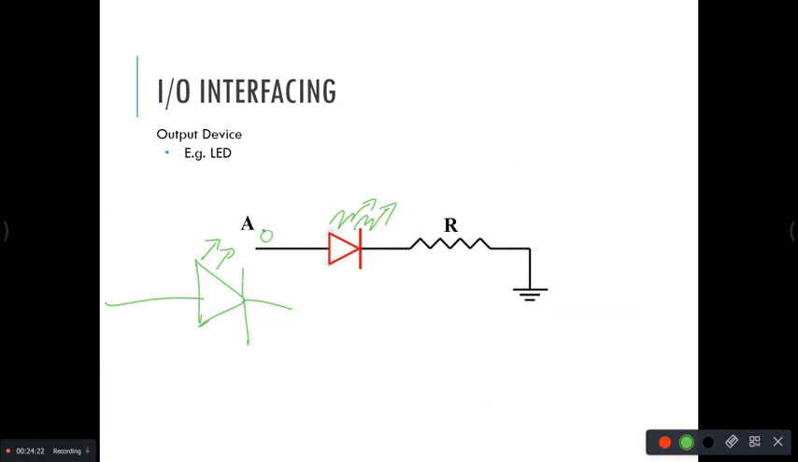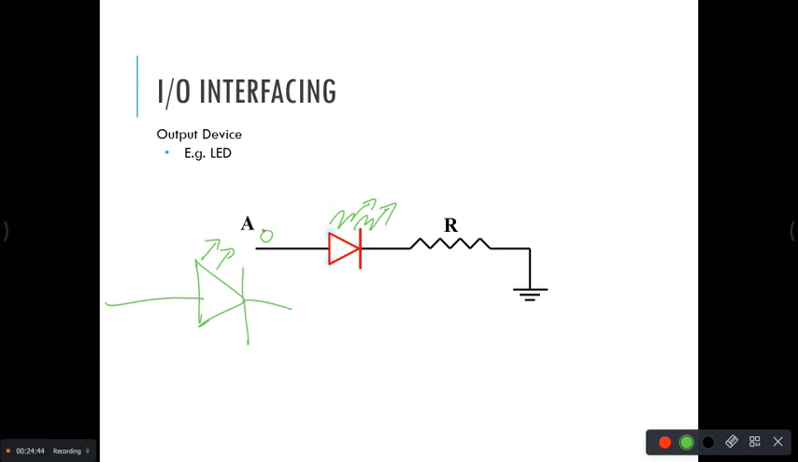Can you tell me what happens if I give 0 in this? In the microprocessor, we are working with only zeros and ones, right? So what happens if we give 0 here? Will the LED glow? No, right? Because this is p-type. You give 0 here, it is reverse biased.